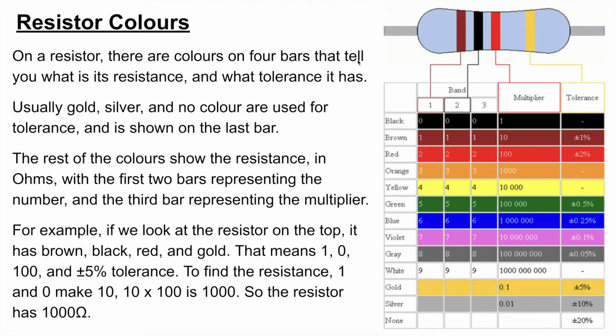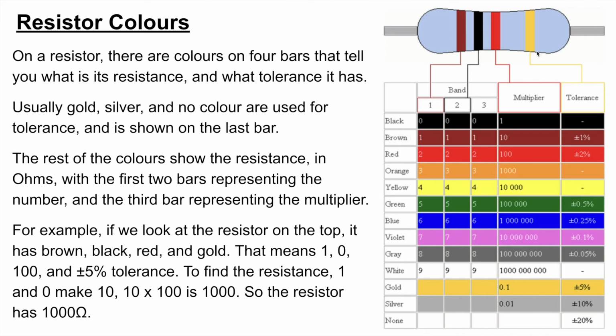On a resistor, there are colors on 4 bars that tell you what its resistance is, and what tolerance it has. Usually gold, silver, and no color are used for tolerance, and is shown on the last bar. The rest of the colors show the resistance, in ohms, with the first 2 bars representing the number, and the third bar representing the multiplier.